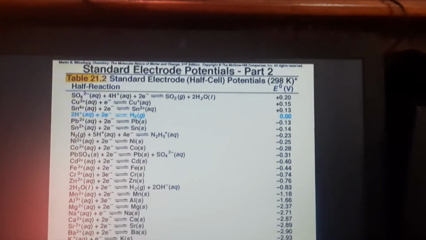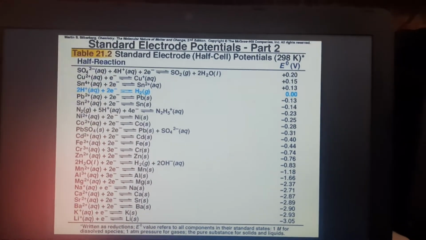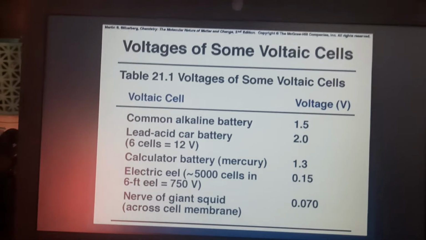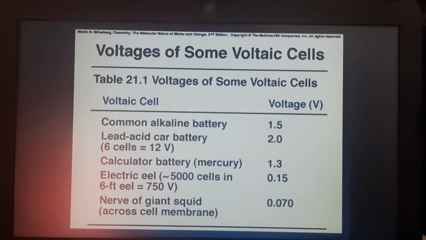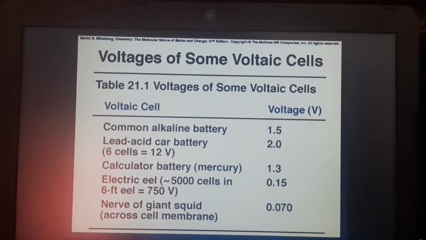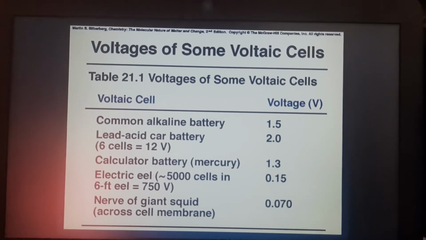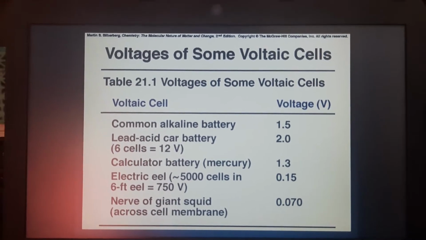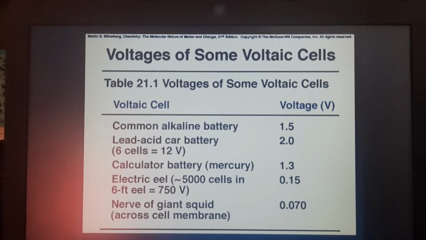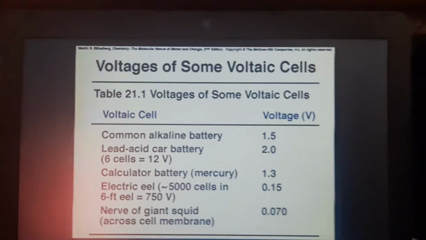Okay, so this is the information that will help you measure the electrode potentials of a specific element in any mathematical problems. There is also important information regarding voltaic cells. Some galvanic cells are given here. A common alkaline battery has a voltage of 1.5. A lead acid battery has a total of 6 cells, 2 volt each. That means the total electromotive force of the lead storage cell is 12 volt. And the other information is not relevant.